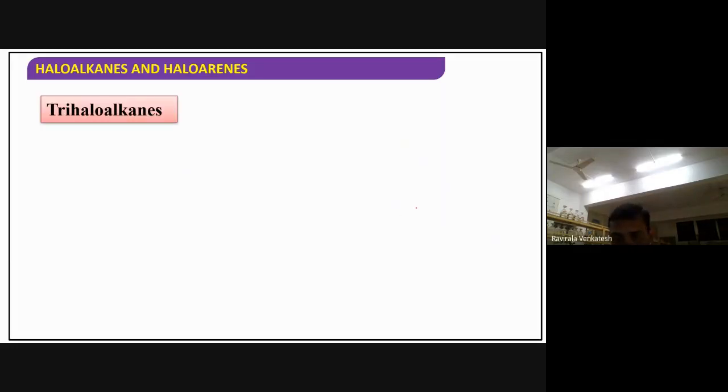Now, trihaloalkanes. Terminal also will be there. Terminal means what? Last carbons. That is not very important for us. For example, if I write like this, halogen and halogen, this comes under terminal. We don't have common names for these; only IUPAC nomenclature is there. These are terminal halogens. Trihalo means it contains 3 halogen atoms.